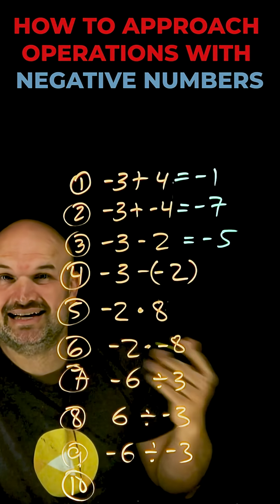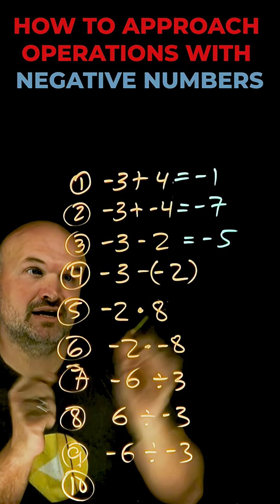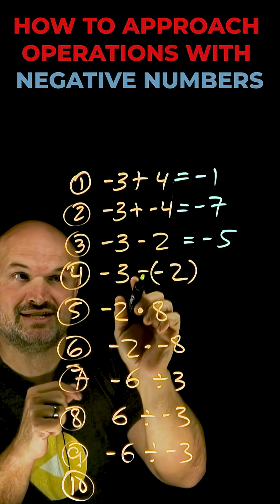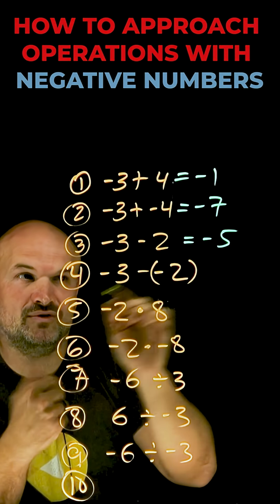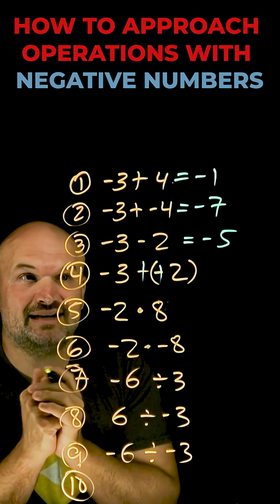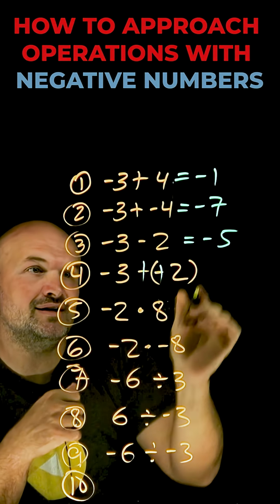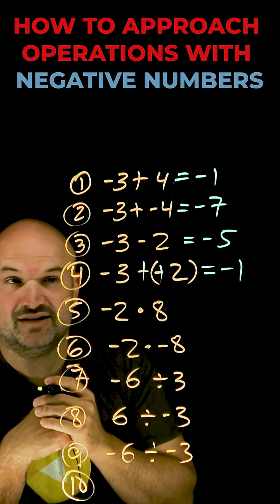-3 minus a -2. So that's why I like to think about negatives as direction changes. So if I'm doing a direction change and then another direction change, well, that's just going to turn that to a positive. So really, -3 minus a -2 is -3 plus 2, just like what we had over here. So therefore, that's going to be a -1.